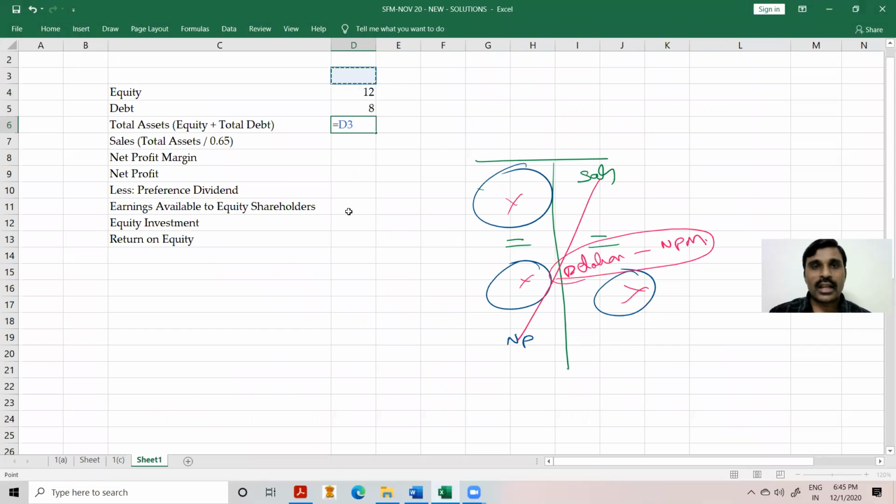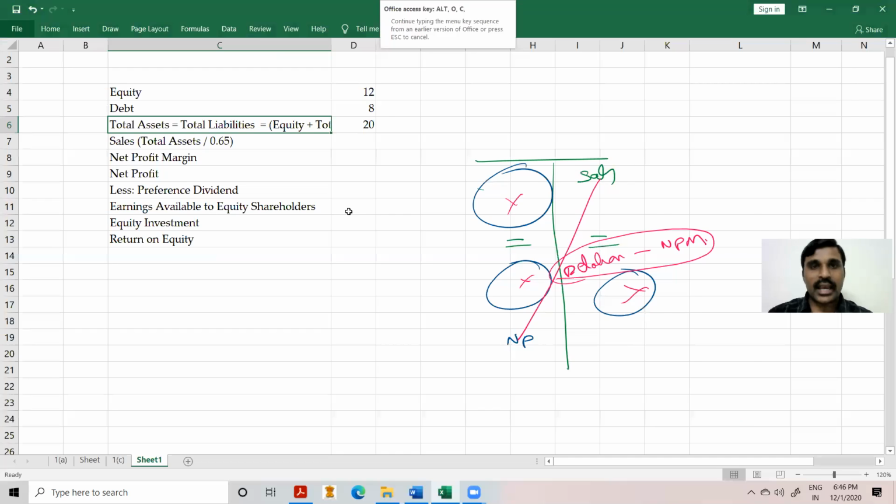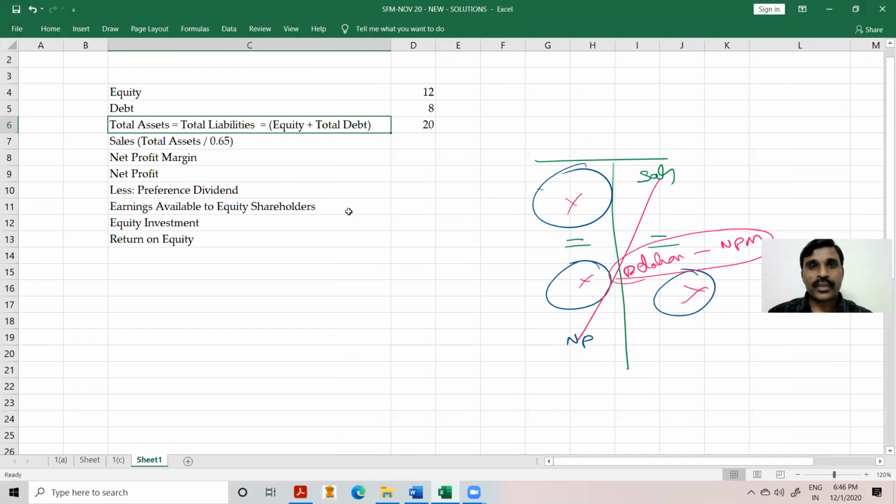So therefore, total assets is equal to total liabilities, which is equal to equity plus debt. As simple as that. Equity plus debt, so this will be 20. How did I get the 20? Equity plus total liability. And then what is the sales? I told you, total assets divided by 0.65, so we will get 30.77 as the sales.